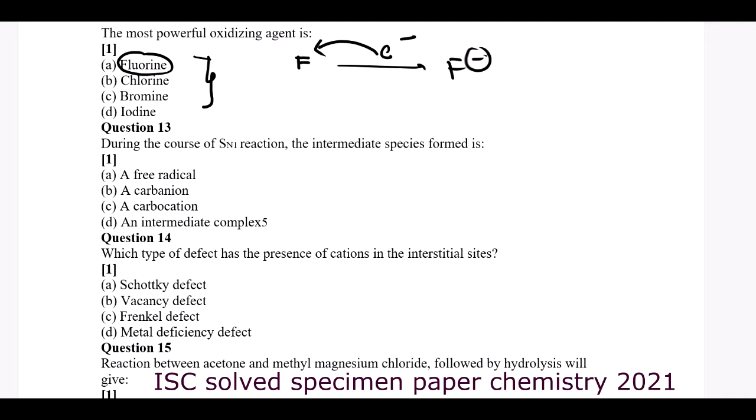Now the question is between fluorine and chlorine. Chlorine has a higher electron affinity than fluorine, but in this case we need a little knowledge of standard reduction potential, as fluorine has the highest one, so fluorine will be the strongest oxidizing agent. Next, during the course of SN1 reaction, the intermediate species formed is a carbocation.